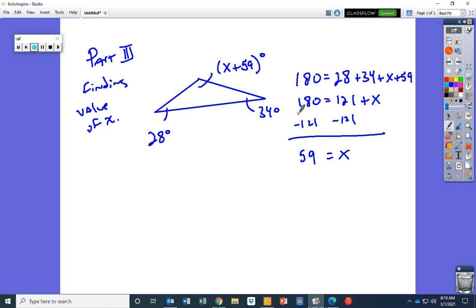Now, if I was to plug it in up here, then this would give me the measure of that angle. But you're not asked to find the missing angle, you just have to find what X is. So it's not going to actually be a degree. Okay, does that make sense what we did there? That's all you've got to do, is find that X. Good enough?